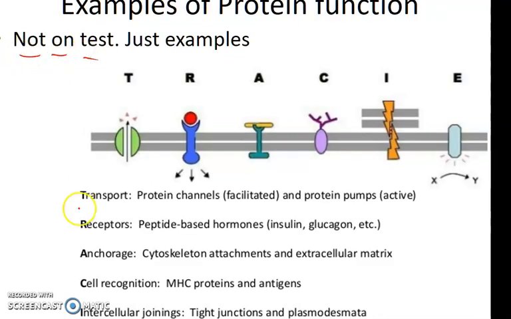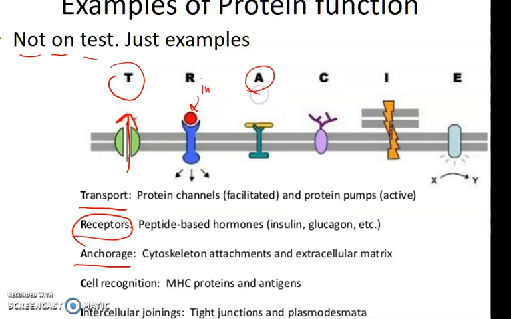Not on the test. So transport, that would be a transmembrane protein like this. It lets things cross. They can be receptors. They too tend to be transmembrane proteins. Oh, look, insulin is binding, and it's causing the glucose channels to open to let glucose in. It could be anchorage. We're going to talk about anchoring in the next chapter on tissue. But basically, cells are anchored or attached to each other. Now, they also anchor the cytoskeleton.